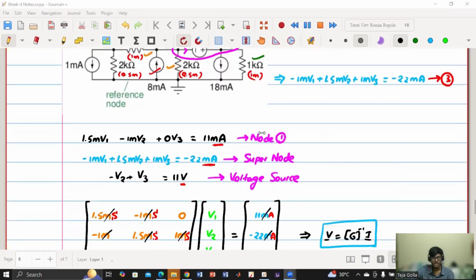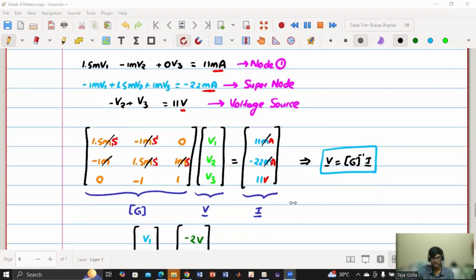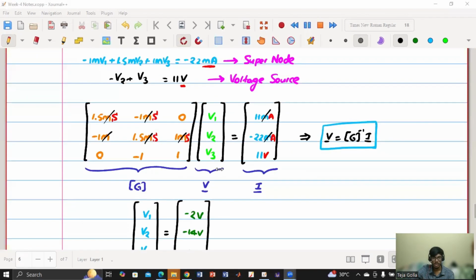So now using this super node, we got one equation. At node 1, we got another equation. Using this voltage source, we got another equation. So we got three equations, three unknowns, and we wrote them in terms of a matrix. You have to be careful because two equations are in terms of amperes and one equation is in terms of voltage, because here these constants have the dimension Siemens and these constants are dimensionless.